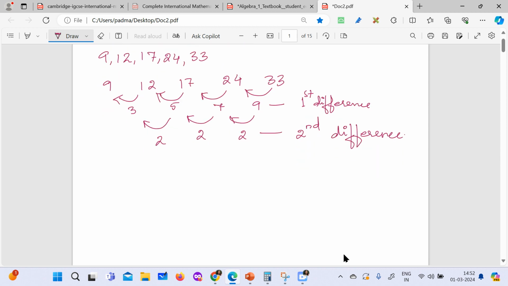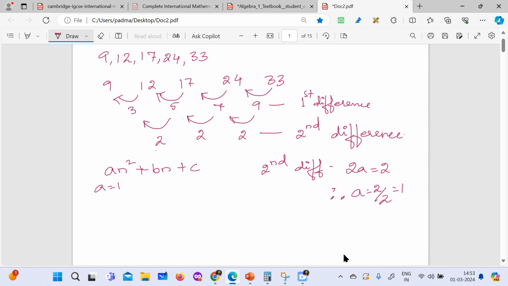Now, what is the equation of a quadratic sequence? You remember? an square plus bn plus c. Very good. If you remember, the second difference is represented by 2a. Here our 2a is equal to 2. Therefore, the value of a is 2 over 2, that is 1. Now we have the value of a as 1.